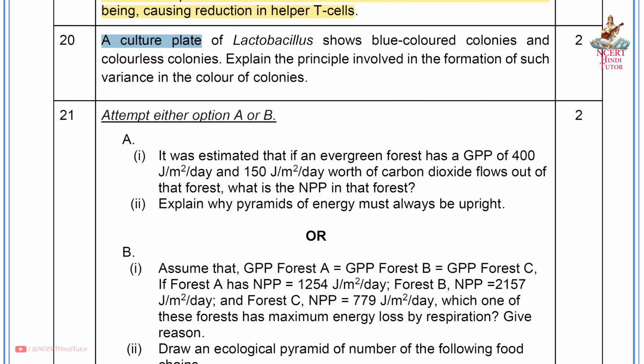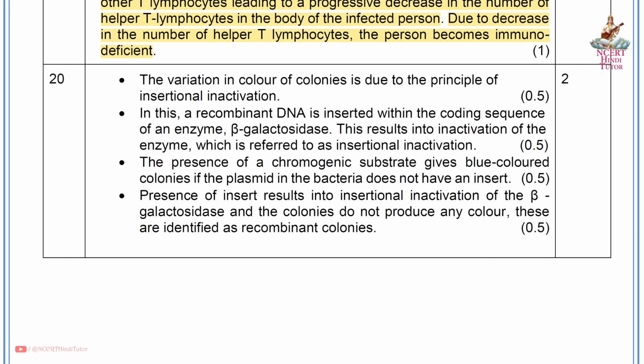Question 20. A culture plate of lactobacillus shows blue colored colonies and colorless colonies. Explain the principle involved in the formation of such variance in the color of colonies. Answer. The variation in color of colonies is due to the principle of insertional inactivation. In this, a recombinant DNA is inserted within the coding sequence of an enzyme beta galactosidase. This results in inactivation of the enzyme, which is referred to as insertional inactivation.